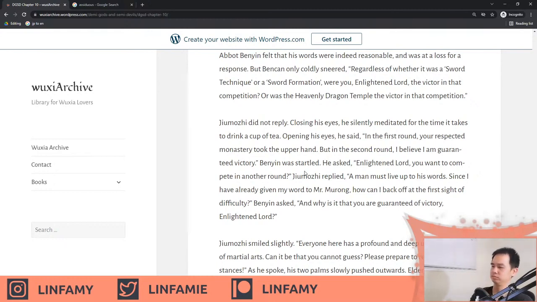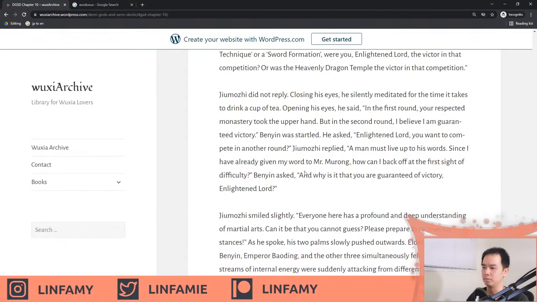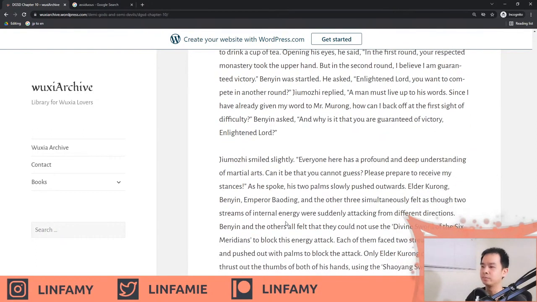Bunyin was startled. He asked, "Enlightened lord, you want to compete in another round?" Jiumozi replied, "A man must live up to his words. Since I have already given my word to Mr. Murong, how can I back off at the first sight of difficulty?" Bunyin asked, "And why is it that you are guaranteed a victory, enlightened lord?" Jiumozi smiled slightly. "Everyone here has a profound and deep understanding of martial arts. Can it be that you cannot guess? Please prepare to receive my stances."